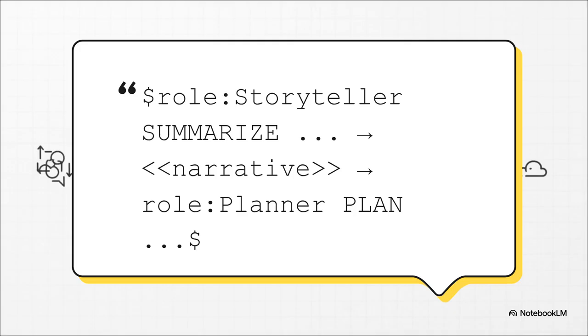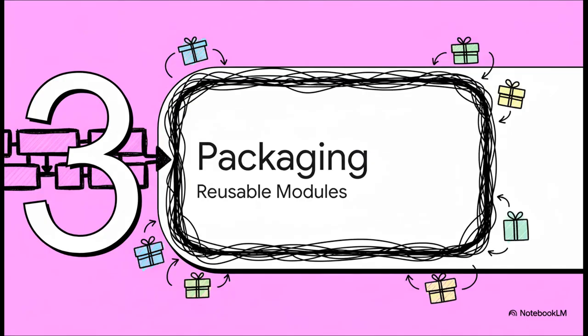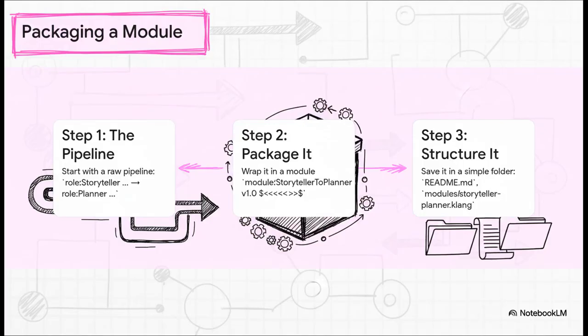It's awesome. So this chain we just built is incredibly useful, right? But the crucial point is that we don't want to be typing it out, or even worse, copy-pasting it every single time we need it. That defeats the whole purpose. So let's package it up into something we can actually share and reuse easily. And the process for this is incredibly straightforward. First, you just start with that raw pipeline we just built. Then you package it up by wrapping it in a module declaration, giving it a really clear name and even a version number. Finally, you just save it as a simple file inside a folder, and it's ready to be shared.